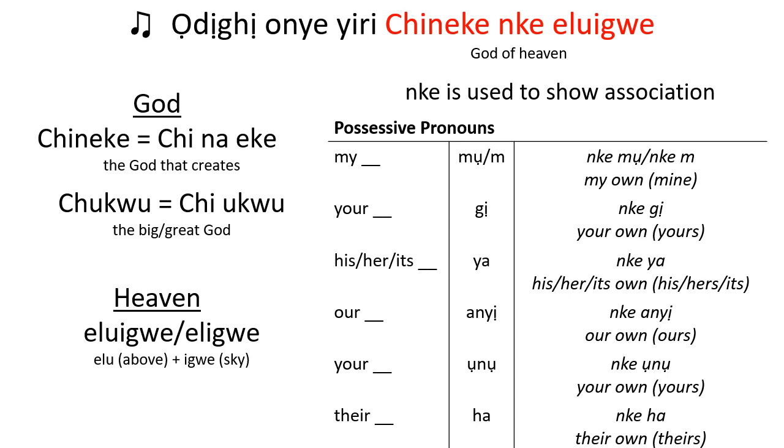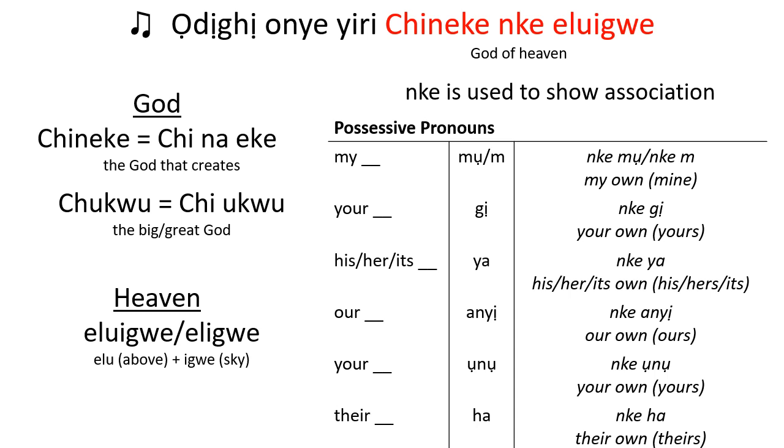So if we use nke with the possessive pronouns, we can say nkem, my own, or my or mine. Nke gị, your own, yours. Nke ya, his own, his, her own, hers, its own, its. Nke anyị, our own, ours. Nke unu, y'all's own, yours, and nke ha, their own, theirs. The phrase nkem is often used as an endearing term among couples, so you may hear partners in a relationship refer to each other as nkem, mine.